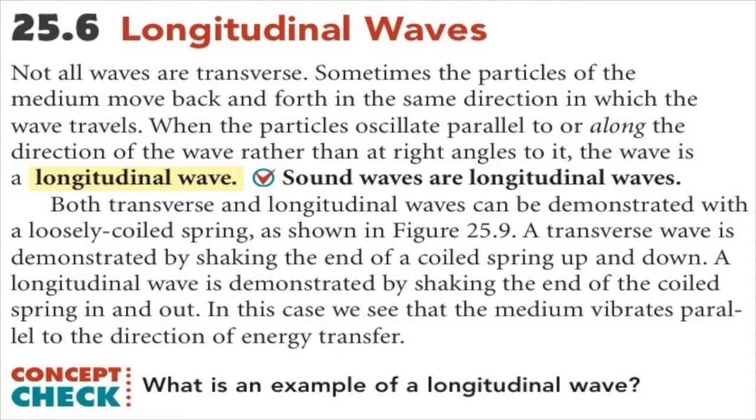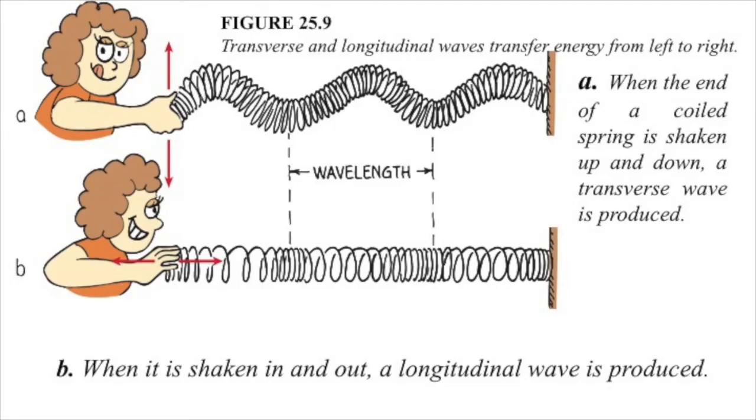Both transverse and longitudinal waves can be demonstrated with a loosely coiled spring, as shown in figure 25.9. A transverse wave is demonstrated by shaking the end of the coiled spring up and down. A longitudinal wave is demonstrated by shaking the end of the coiled spring in and out. In this case, we see that the medium vibrates parallel to the direction of the energy transfer.